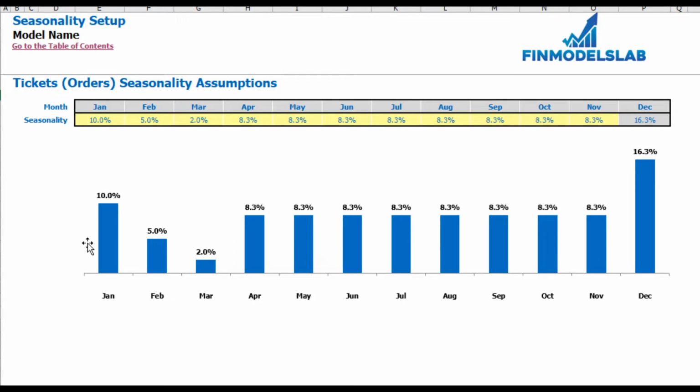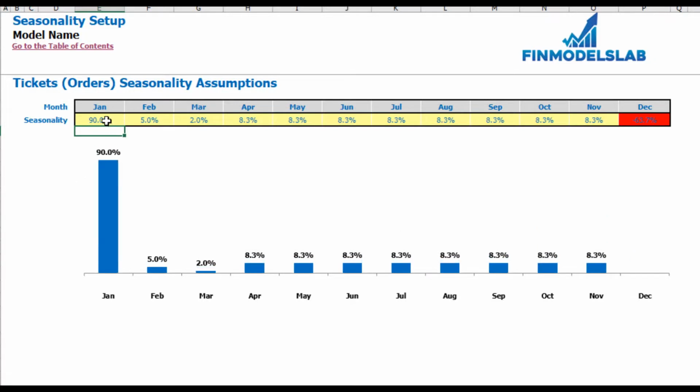So below you may see this chart of how it is allocated by months. One more thing, please note that December is calculated automatically. So if you set up, for example, in January 90%, and the sum from January to November will be more than 100%, you will see December in red. This means that there is some error, because December cannot be minus 63%, and it will be highlighted here and it will disappear on the chart.